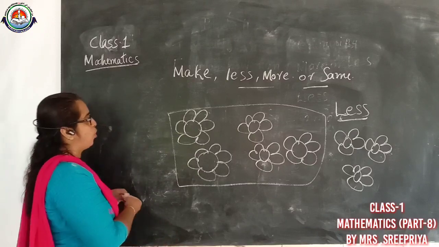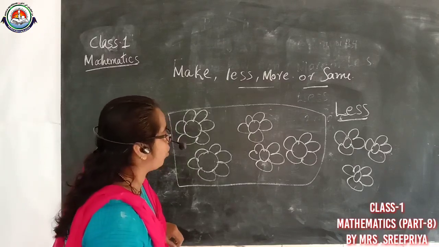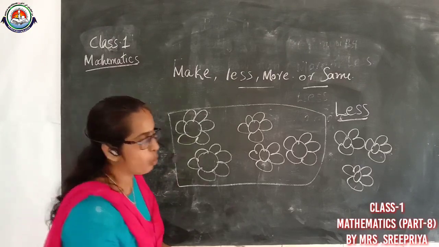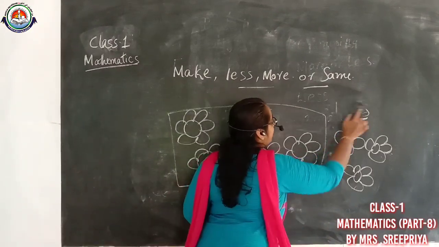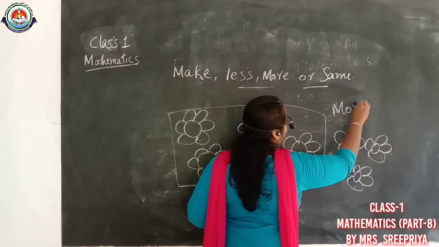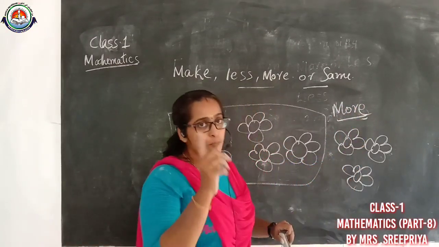How can we make it more? Now 5 flowers are there. How can we make it more? Say. Yes, we can make it more by? Yes, very good. Drawing more.